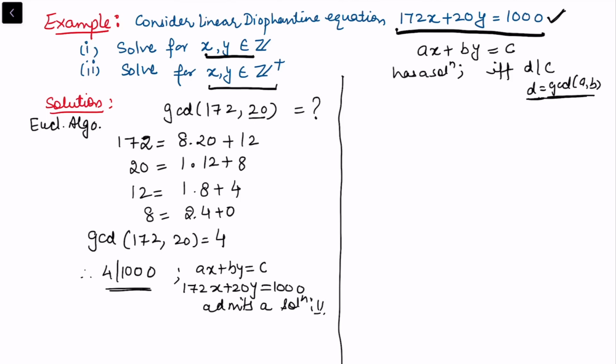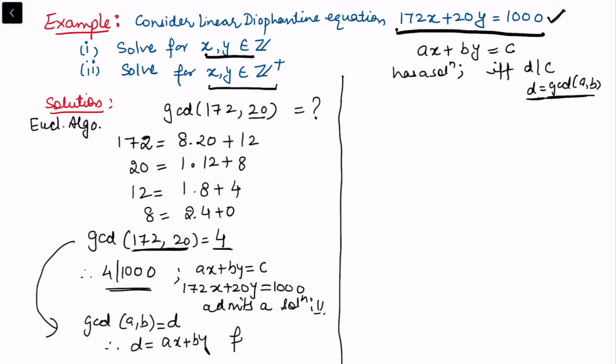Now let's see, to find the solution I need to take from this expression the linear combination of 172 and 20 in terms of the GCD. We know whenever GCD of A and B is given as D, we can write D as Ax plus By for some x and y belonging to integers. So let us find out what A and B are from the extended Euclidean algorithm, and in the extended algorithm I need to trace back from the remainder.